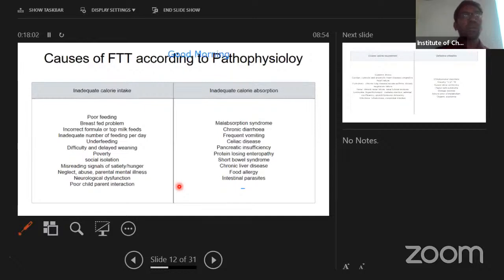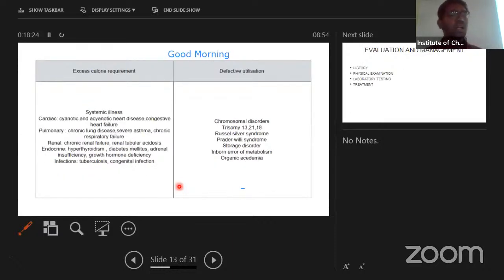Causes of failure to thrive according to the pathophysiology. Inadequate calorie intake: poor feeding and breastfeeding problems are the most common cause. Inadequate calorie absorption: malabsorption syndrome, chronic diarrhea, celiac disease, pancreatic insufficiency. Defective utilization: chromosomal abnormalities, trisomy 21, 13, and 18.